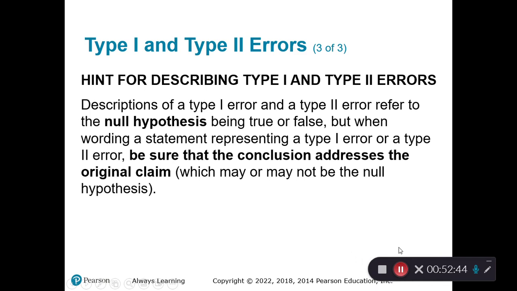Here's a little hint for describing the type 1 and type 2 errors. When we want to write these out as descriptions in words, we can say that a type 1 error happens when we reject the null hypothesis and we shouldn't have. A type 2 error happens when we fail to reject the null hypothesis and in fact it was false.